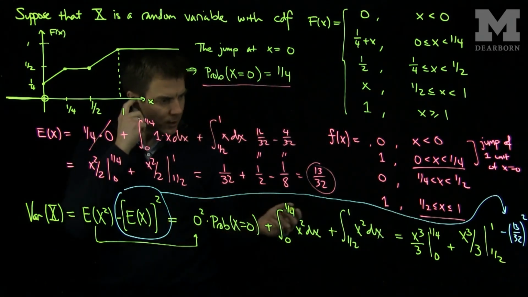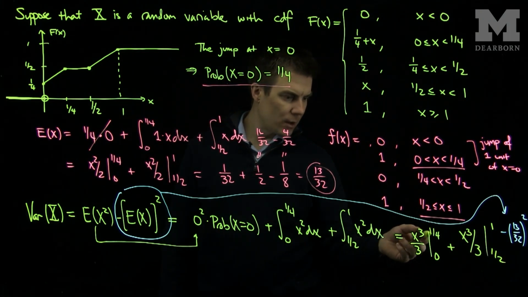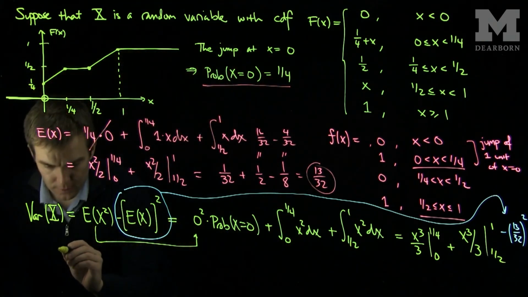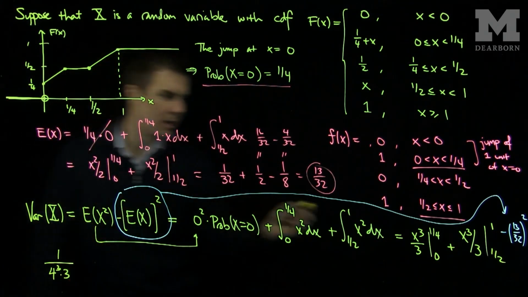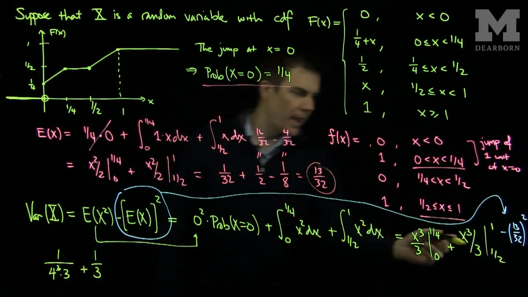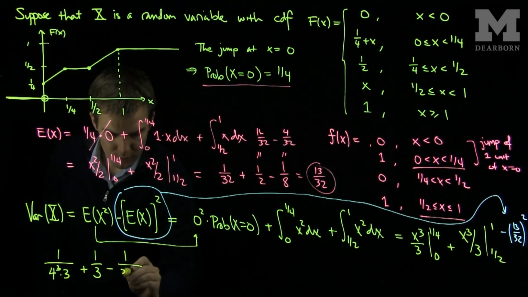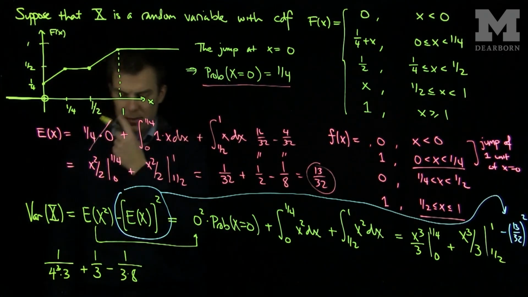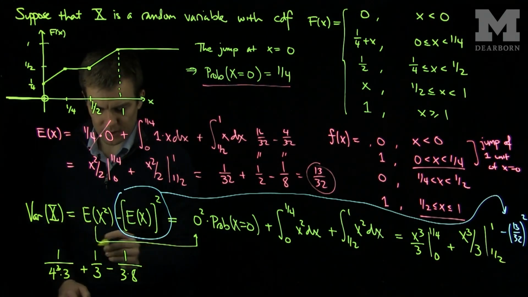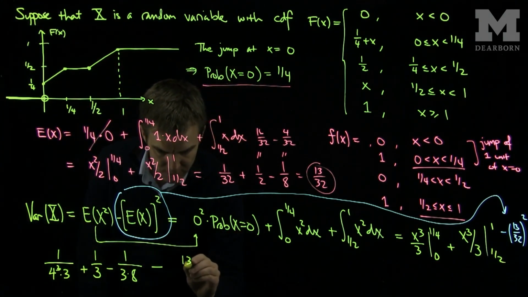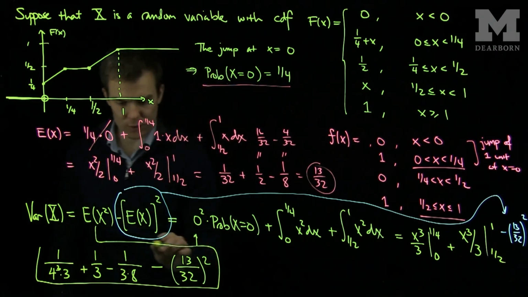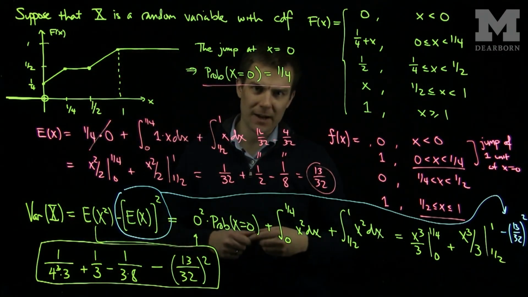So let's continue this calculation. So I'll have a 1/4 cubed. 1/4 cubed is 1 over 64. So I'll have a 1 over 4 cubed times 3 from this first term, minus 0. Then I'll have a plus 1/3. And if I plug in a half, I'll have minus 1 over 3 times 8. So altogether that will be this term over here. And then from this I will subtract off 13 over 32 quantity squared. And this expression over here after simplification or plugging into a calculator will be the variance of the random variable x. Thank you very much.